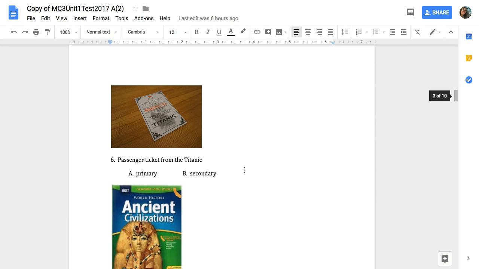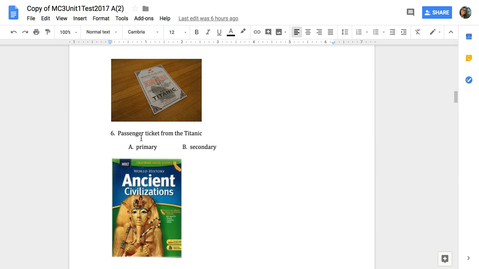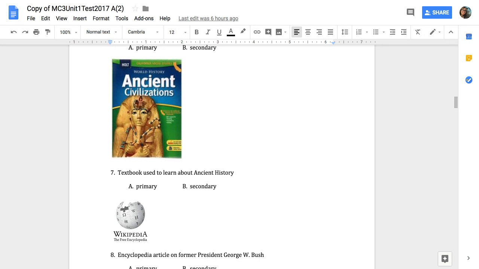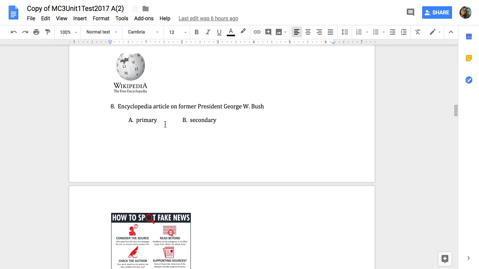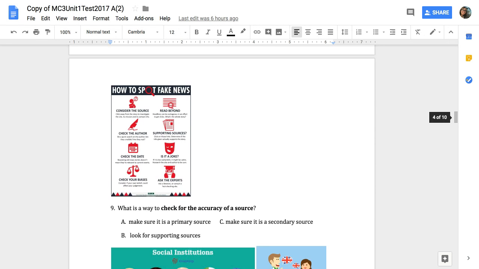B. Number 6, an actual passenger ticket from the Titanic. So an actual passenger ticket from the Titanic, would that be a primary or a secondary source? A textbook used to learn about ancient history, would that be a primary or secondary source? An encyclopedia article on former President George W. Bush, is that a primary or secondary source?